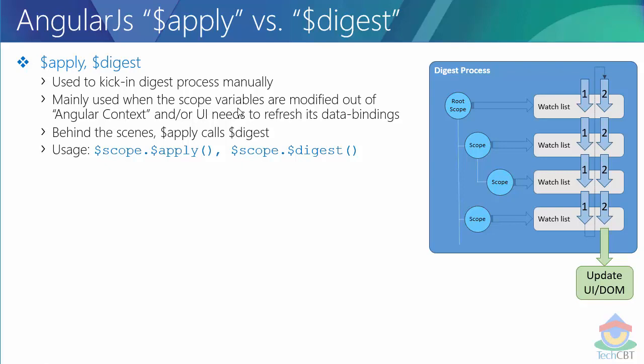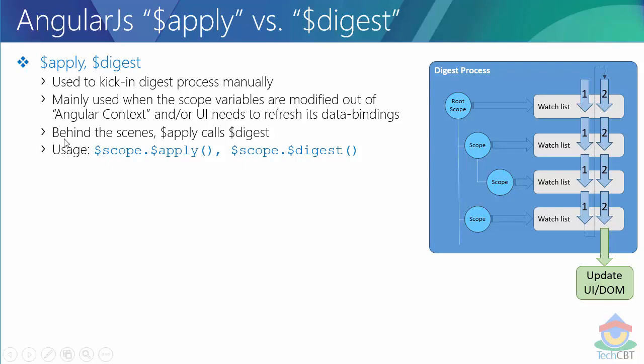So which means if you are trying to modify the scope variables using jQuery events or some other setTimeout related events or some other jQuery Ajax events which are out of the Angular context, then it is going to be the responsibility of the developer to ensure that the respective digest process is always invoked so that the UI gets updated with the latest values which are made available as part of scope.